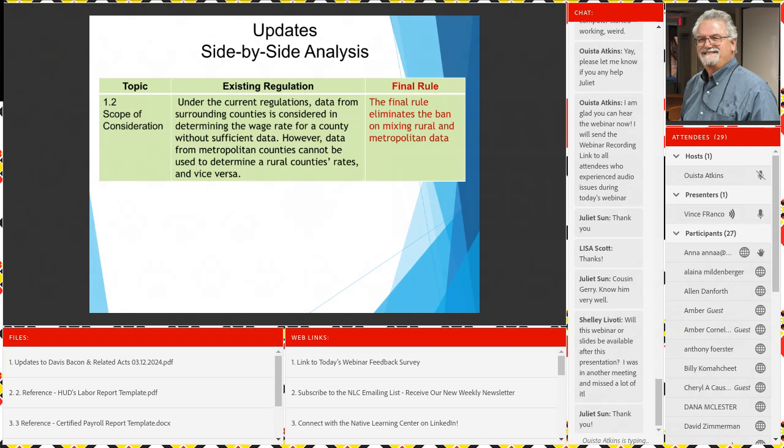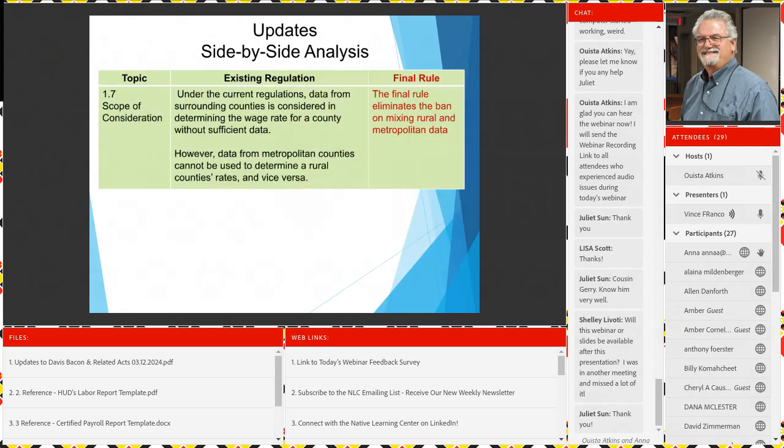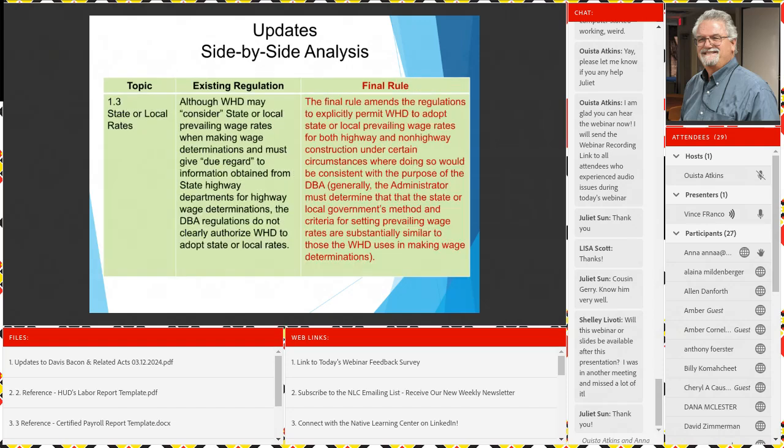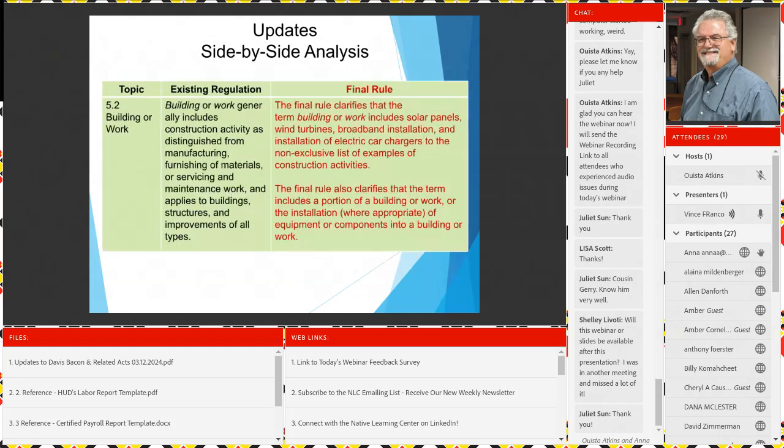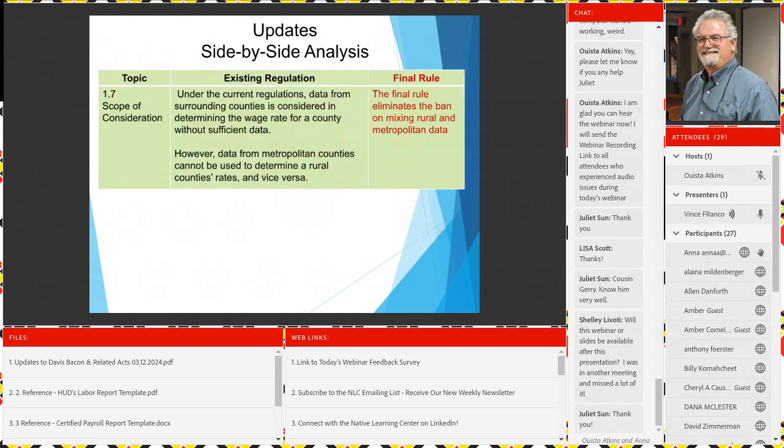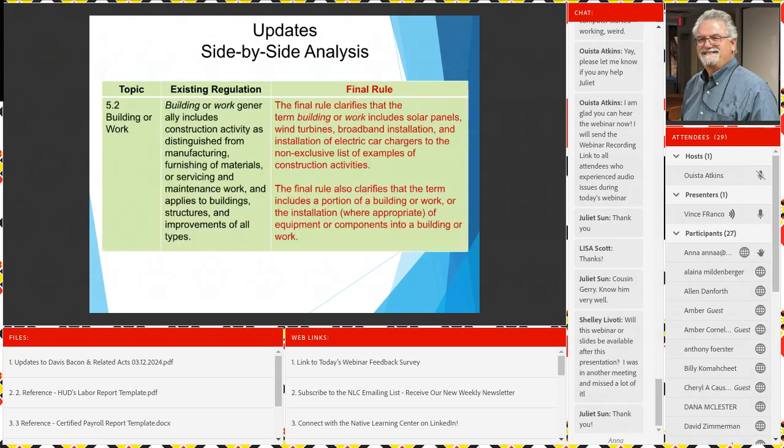Scope of consideration, final rule eliminates the ban on mixing rural and metropolitan data. That's not for us. That's a regulation for the Department of Labor, not so much us. State or local rates. They're making some amendments. Again, nothing that's going to have an impact on us on a daily basis. A lot of these changes are being done at much higher levels. Scope of consideration is also at a department level.